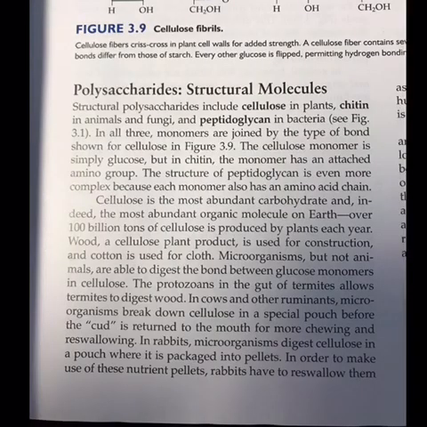Polysaccharides, structural molecules. Structural polysaccharides include cellulose in plants, chitin in animals and fungi, and peptidoglycan in bacteria. See Fig 3.1. In all three, monomers are joined by the type of bond shown in cellulose in Figure 3.9. The cellulose monomer is simply glucose, but in chitin, the monomer has an attached amino group. The structure of peptidoglycan is even more complex because each monomer also has an amino acid chain. Cellulose is the most abundant carbohydrate and, indeed, the most abundant organic molecule on Earth.